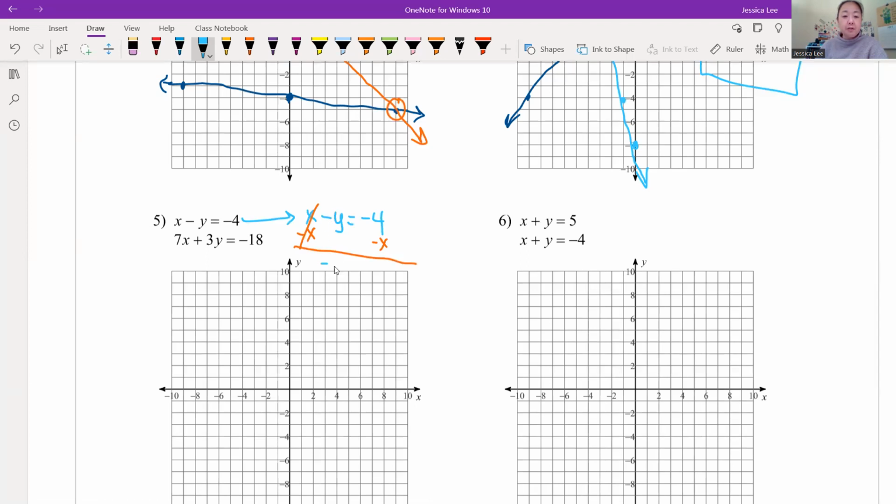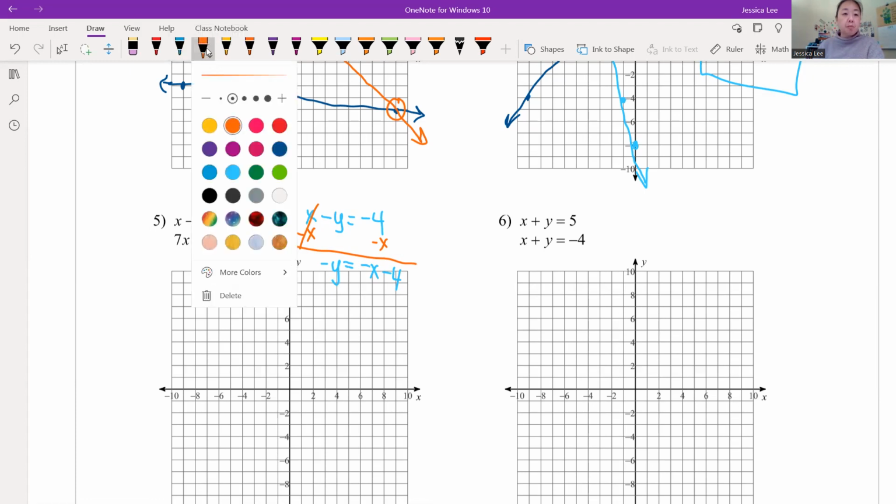So don't forget this. A lot of people forget this negative. We did not deal with that, right? Because that is attached to the y, not the x. Because negative y is equal to negative x minus 4. I'm going to put the x first because normally, we mathematicians like to put the variables first and then the constants. There's a little bit of order there. You don't have to. It just makes it look a little better.